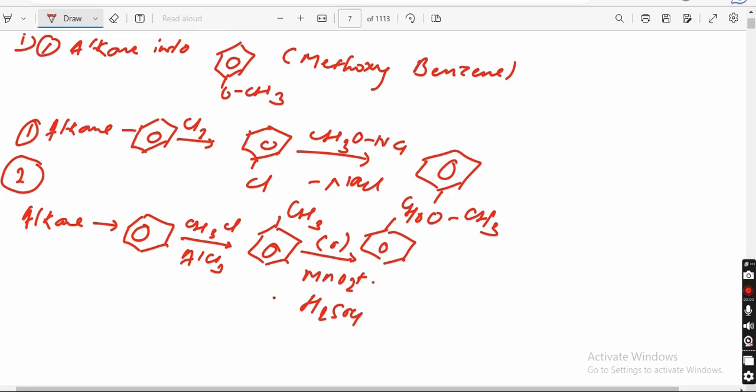Or you can directly use vanadium pentoxide. In place of this, you can also use V2O5, that is vanadium pentoxide, in the presence of oxygen to convert this into benzaldehyde.